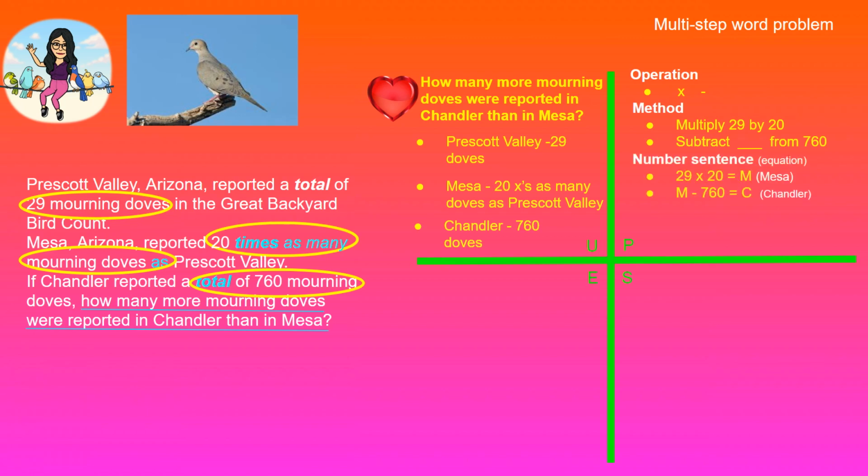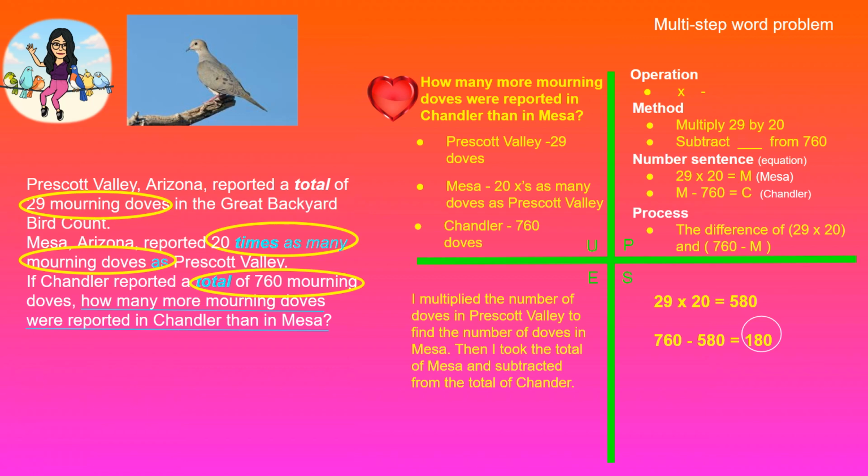The number sentence would read like an equation: 29 times 20, and the product from 29 times 20, I would subtract that from 760. So the process would be to find the difference of 760 minus the number of mourning doves in Mesa. So I solve here. I would put 29 times 20. I would do the equation and solve it, which would give me 580. Then I would take the 760 and minus the 580, which would give me the 180 birds.